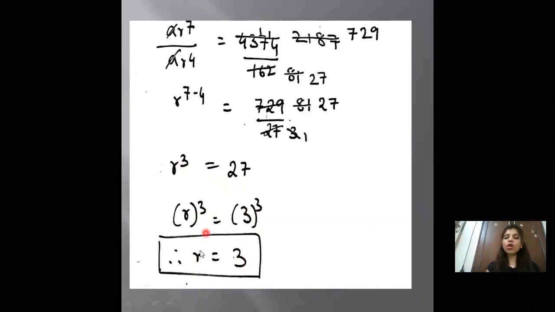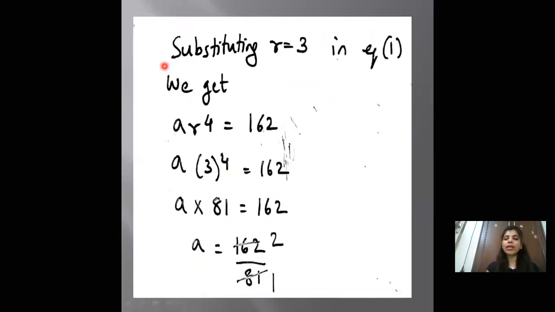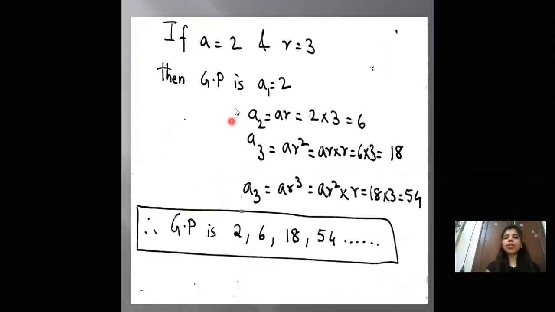Now, as we have got the value of R, we will substitute in any one of the equations and get the value for A. So substituting R is equal to 3 in equation 1 because that's the simpler one. AR raised to 4 is equal to 162. So substituting 3 raised to 4 we get 81. Now we'll take this to the other side of the equal to sign. So multiplication becomes division. So 81 ones are 81, 81 twos are 162. So that is how we have got the value for A and R.